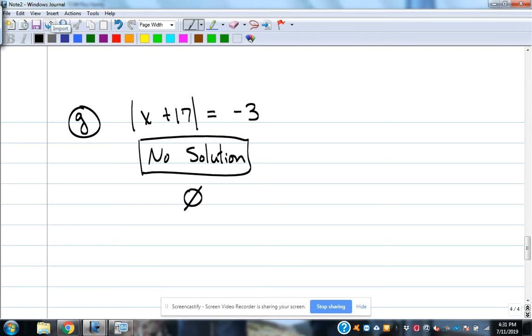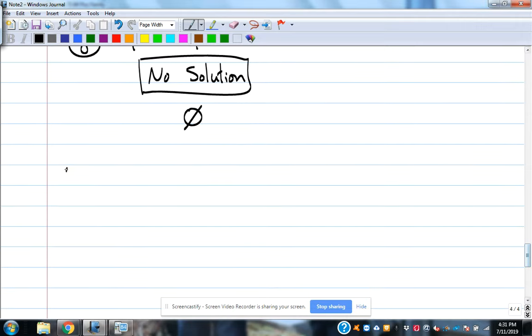Now, where they can catch you is when they do something a little bit sneaky. Let's say we had 3 absolute value of x plus 6, minus 10 is equal to negative 6. You get excited because it's an absolute value equation equal to a negative, so I don't even have to work it, that's no solution. But where they're getting you is that the absolute value is not by itself yet, and you can't make that decision until it is.